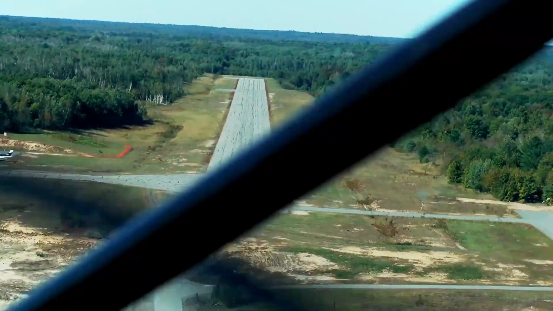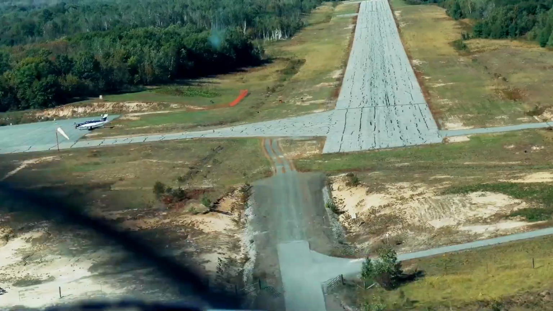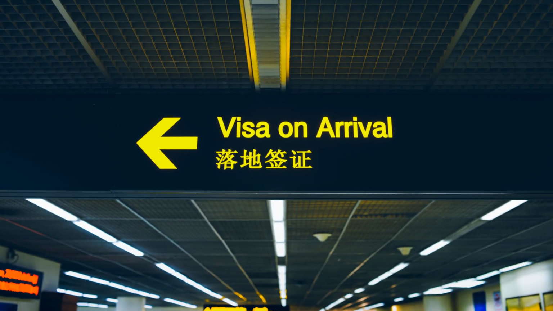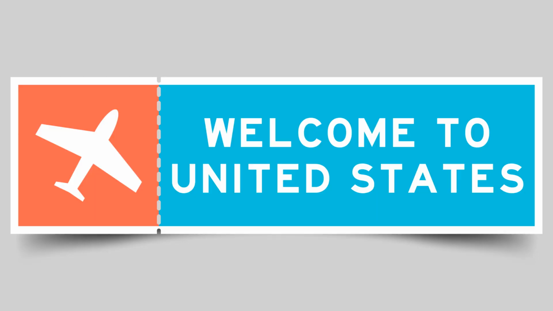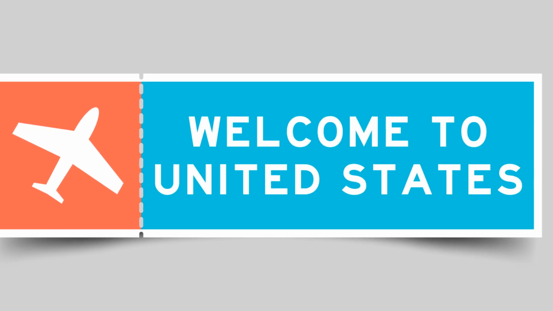Upon landing in the United States, proceed to immigration control. Present your passport and visa to the immigration officer. Collect your luggage and proceed through customs if required. Welcome to America. Your journey begins now.